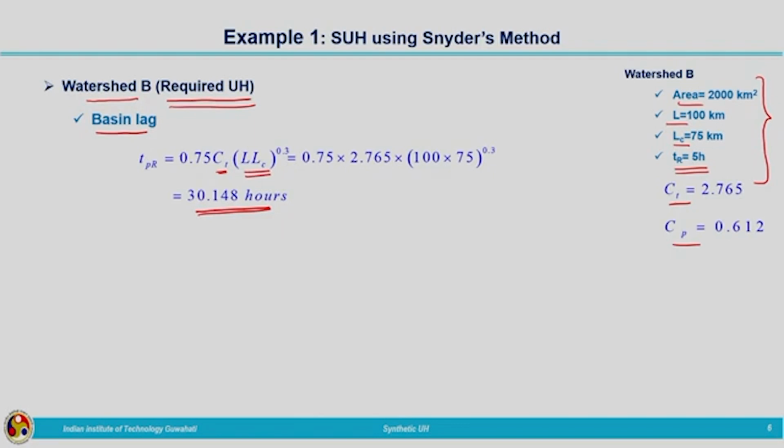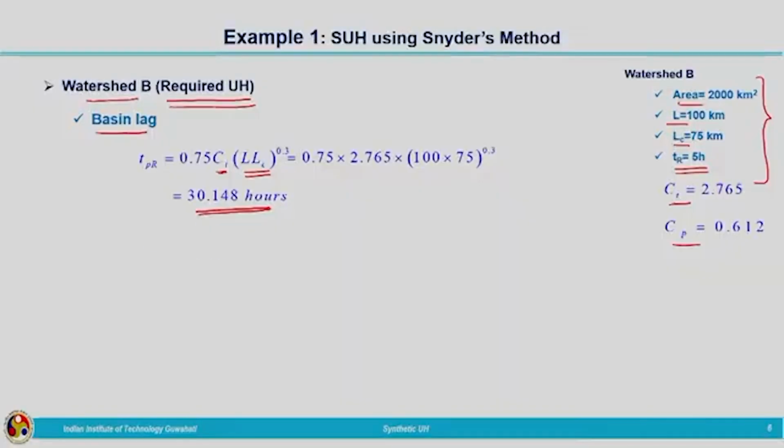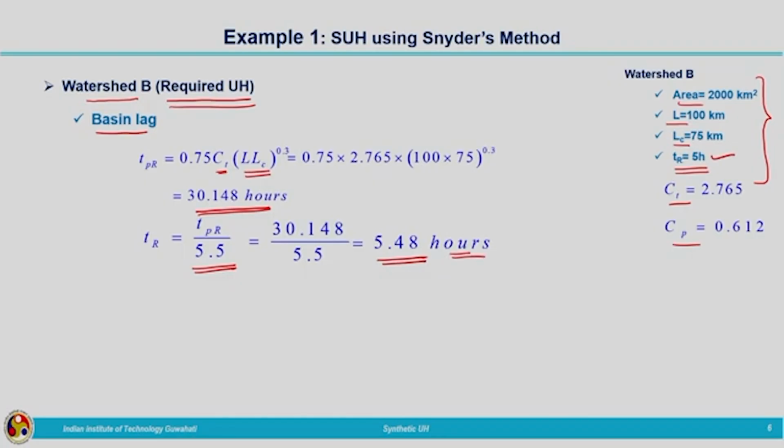Now, we have calculated the basin lag also. We need to find out whether this hydrograph corresponds to a standard unit hydrograph. We can check that Tr should be equal to Tpr divided by 5.5. So, 30.148 divided by 5.5 gives you a value of 5.48 hours, but the required duration is 5 hours. So, the effective rainfall duration for which the synthetic unit hydrograph has to be derived is 5 hours, and the duration of the standard unit hydrograph for the ungauged catchment is 5.48 hours.